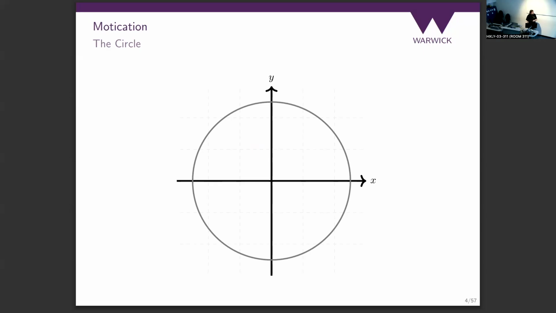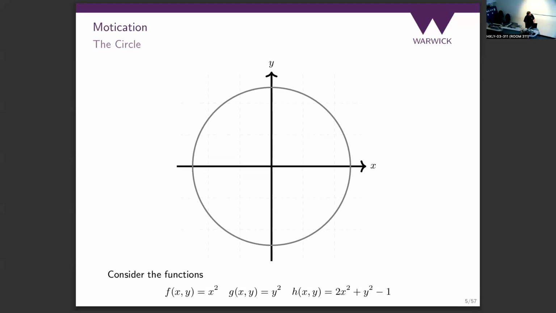So we want to be able to study the circle by looking at the functions on the circle. Let's choose some functions. We've got x squared, y squared, and this weird thing over here, which is just (x plus y) squared minus 1 plus x squared, if you notice. Let's imagine we can compute any function at any point. We just can't look at the shape itself.